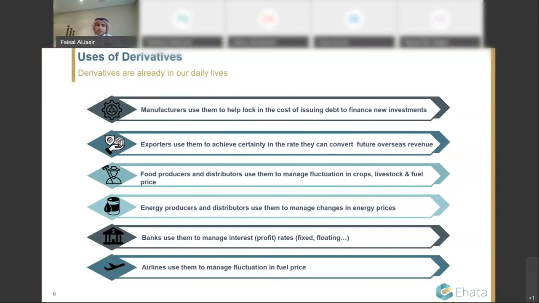Airlines use them to manage fluctuation in fuel price. Fuel, as some of you may know, constitutes around 30% of total airline expenditure in a given year, and I can say it's common for airlines to hedge fuel purchases well in advance. That's why airlines have the opportunity to expand at times of high fuel prices, and at the same time not benefit when fuel is cheap. So as you can see, there are a lot of uses for derivatives in our daily lives.